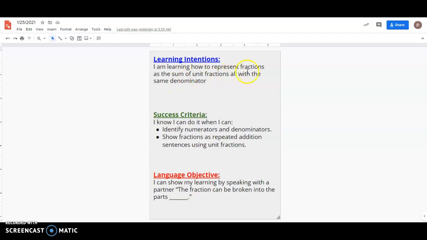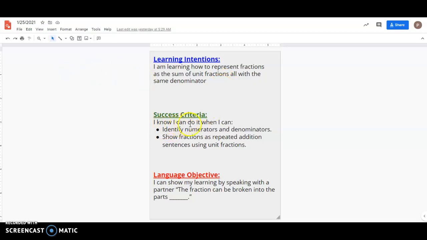So, this is what we had for our learning intention and success criteria yesterday, where we learned how to represent fractions as the sum of unit fractions, all with the same denominator. Now, we learned that unit fractions were fractions that have 1 in the numerator, right? So 1/5, 1/4.